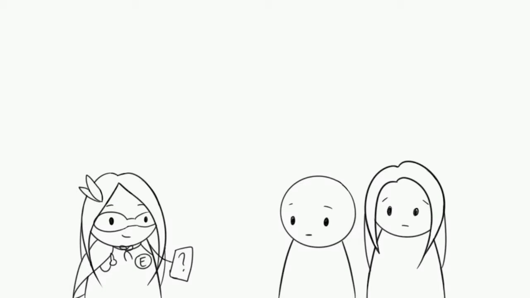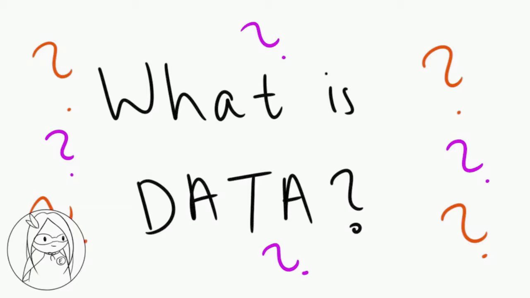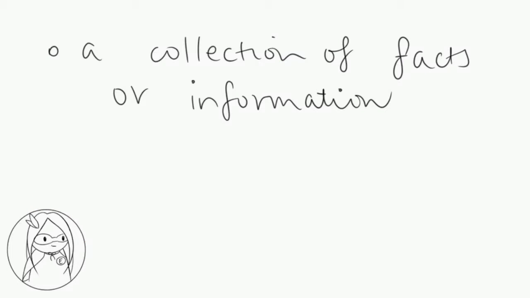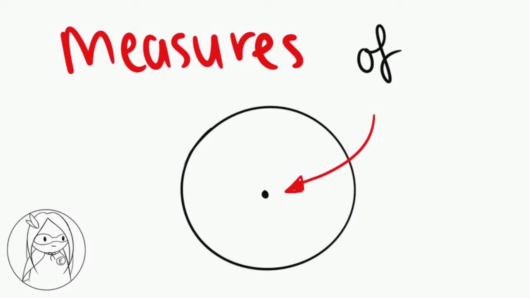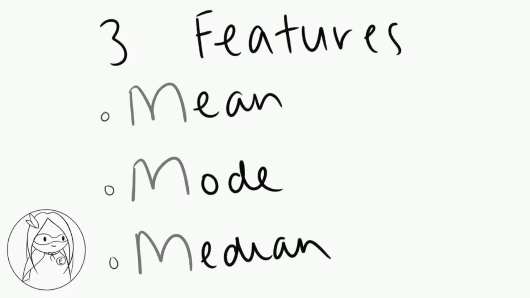First of all, we need to know what data is. Data is a collection of facts or information. It is divided into two categories, categorical and numerical. Next up, the measures of center. The measures of center is a summary measure that describes a set of data by how it clusters around the center. There are three features: mean, mode, and median.